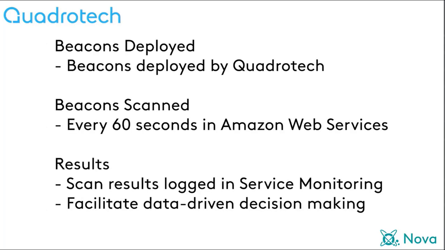Beacons are deployed by us. They are used to monitor the status and health of workloads in certain geographies. These beacons are scanned every 60 seconds in Amazon Web Services. The scan results are then logged in Nova Service Monitoring. You can use this information to make data-driven decisions.